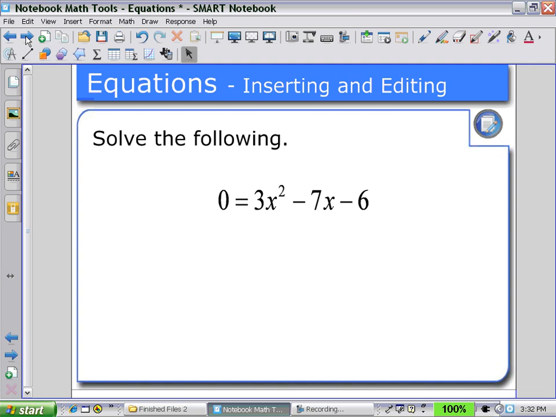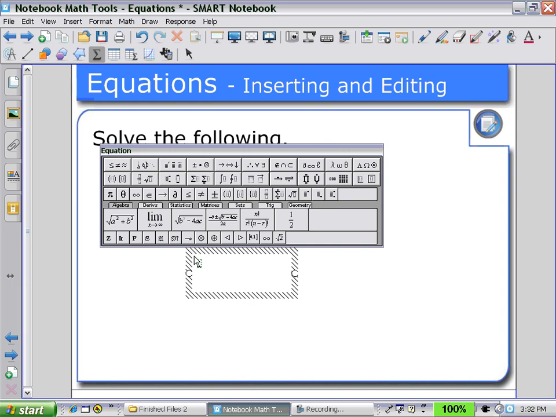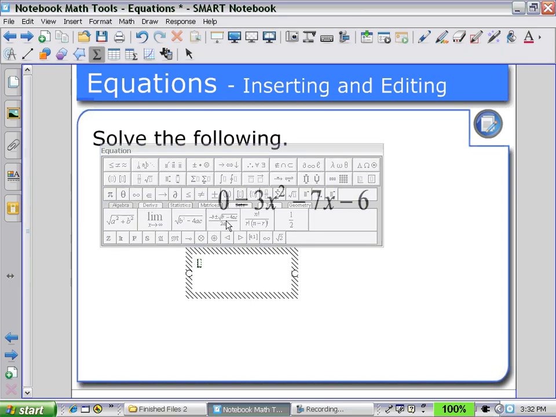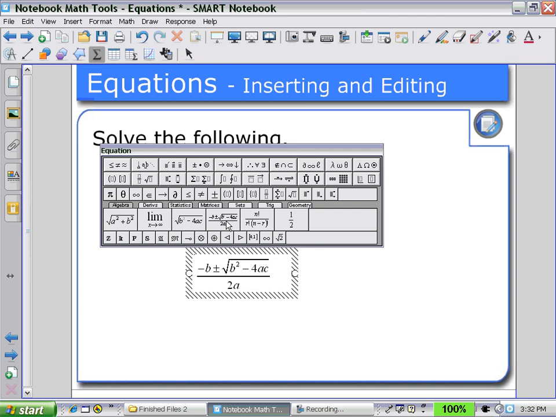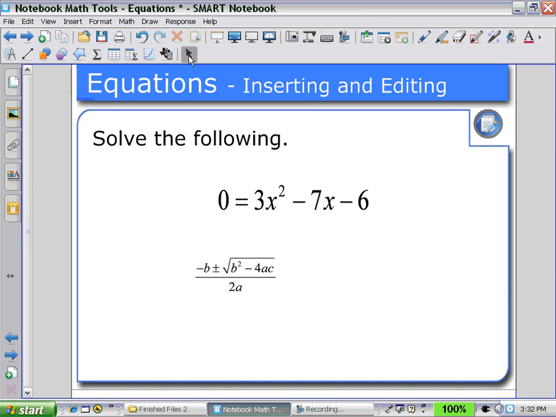So to solve for the following equation, select the equation editor icon, click on the workspace, and under the algebra tab, select the quadratic formula expression, and then use the selection tool to move that expression in the workspace.